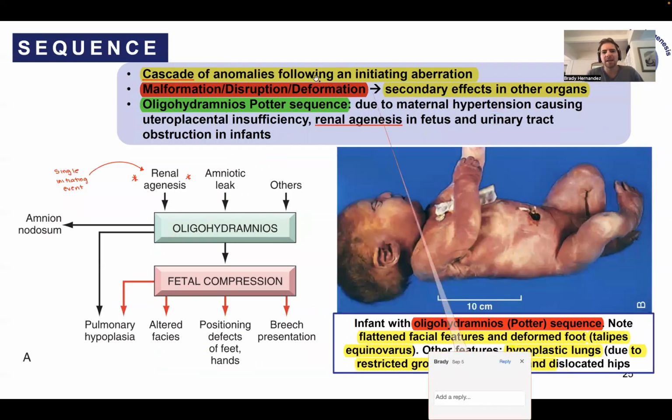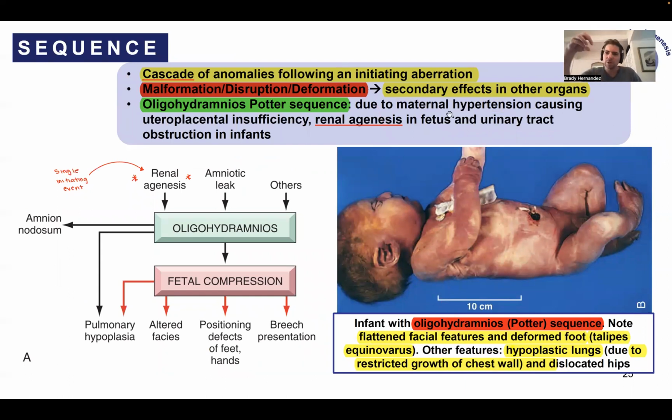A sequence is something that happens in order, right? So it's one initial cause that leads to a bunch of different things. Potter sequence is the big one. You have renal agenesis, and because of that you get a bunch of different things. Remember, if you don't have the kidneys, the baby is able to swallow the amniotic fluid, which is fine. The baby just can't pee it out. So you end up with oligohydramnios, because the baby has the fluid in her body but isn't able to get it out.